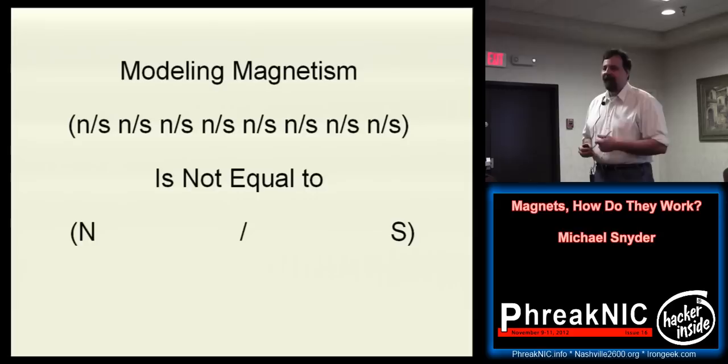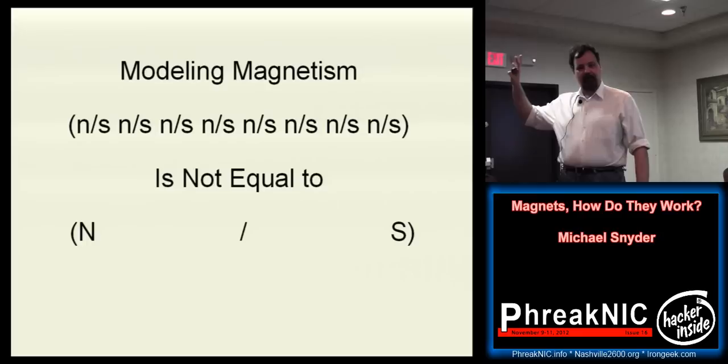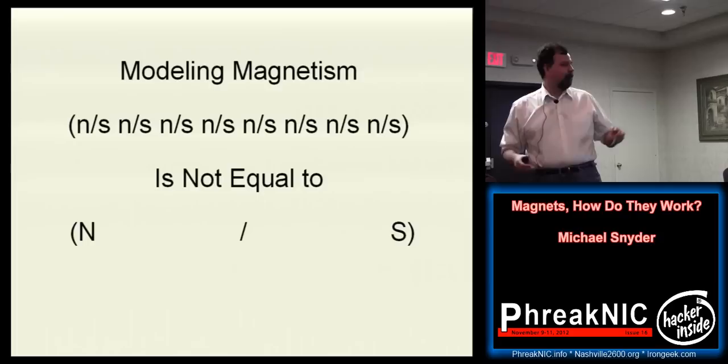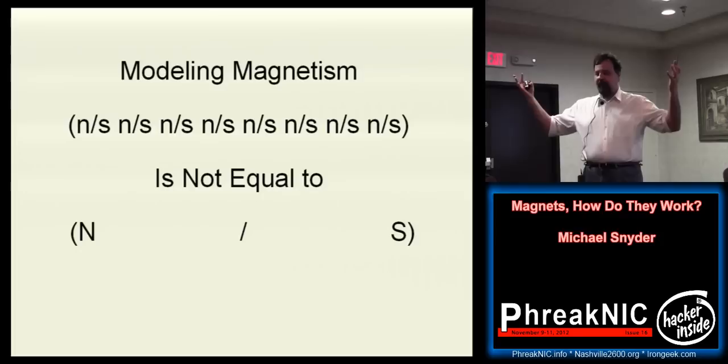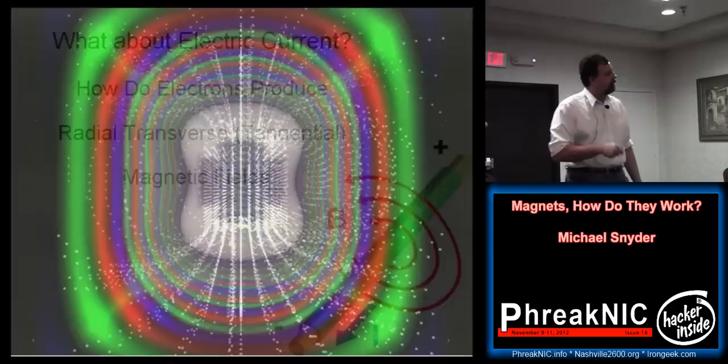Just one little small problem. I do experimental physics, and when I started using just a big N on one end and a big S on the other end, none of my calculations matched my experiment. I thought my experiment was wrong. No, it wasn't my experiment that was wrong. My modeling was wrong. As soon as I put all these extra north-souths in, my modeling matched my experiment. Okay, so back to our thousands and thousands of little dipoles making a permanent magnet.